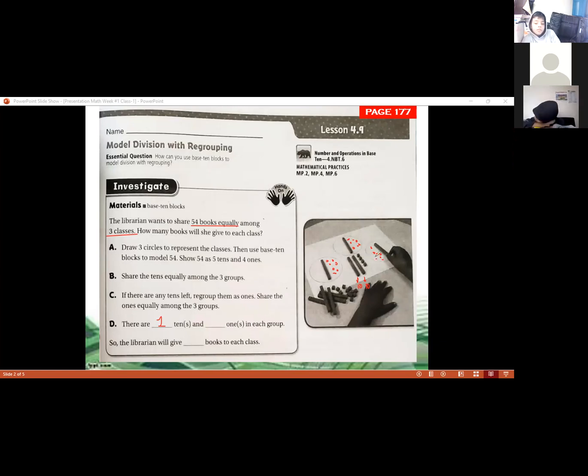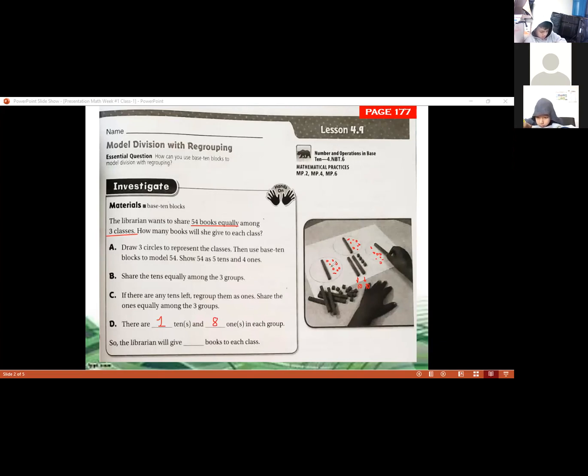So we give 1, 2, 3, and 4. We finished sharing these 4 that we have here. Now, how many ones did we share, class? How many red do we have in each group? 8. Excellent. So we have 8 ones in each group. So that is the answer here.